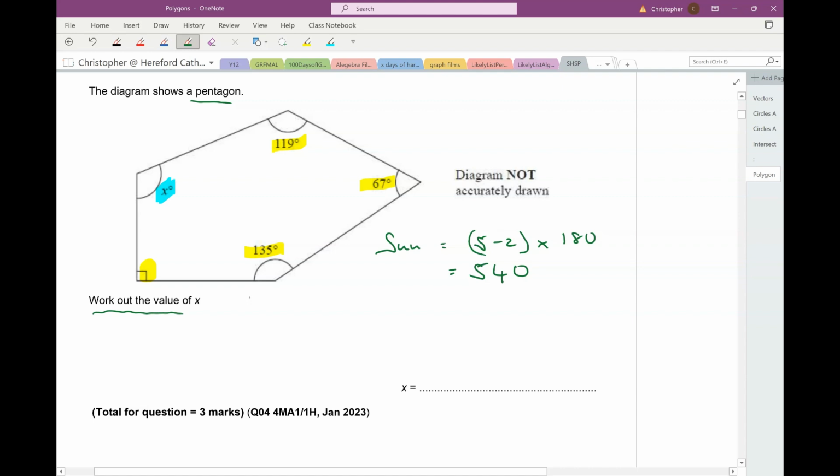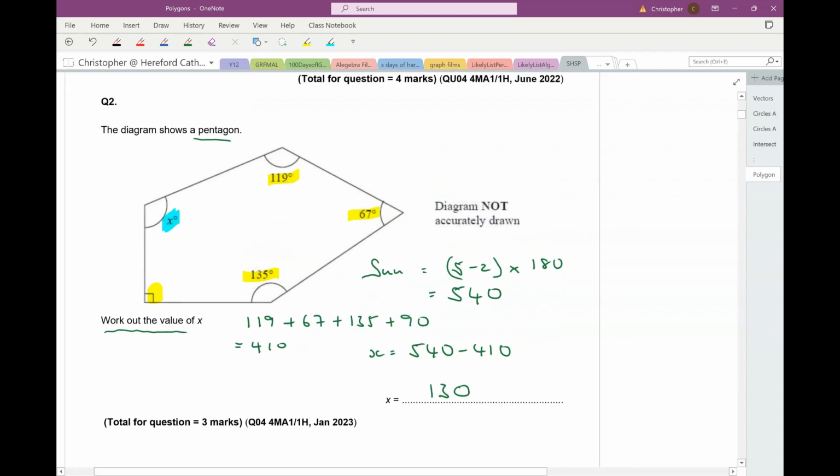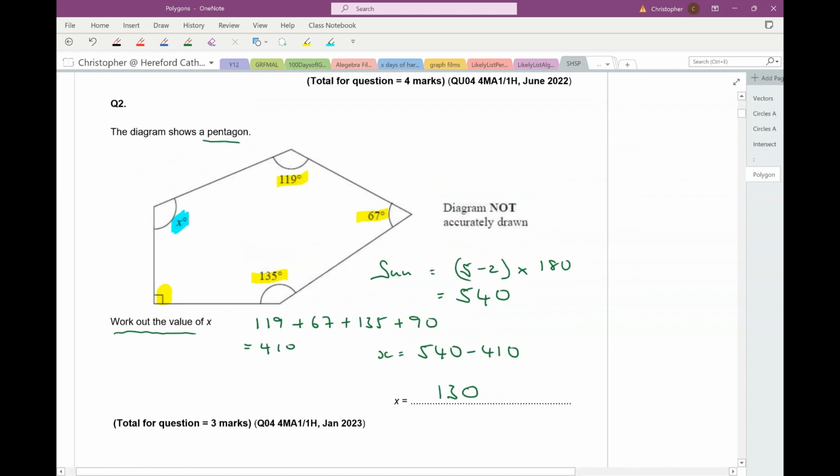So I'm going to add up the angles that I know. 119 plus 67 plus 135 plus 90. So that gives me 410. So x must be the remaining number of degrees, 540 minus 410. X must be 130. And that's question 2 finished.